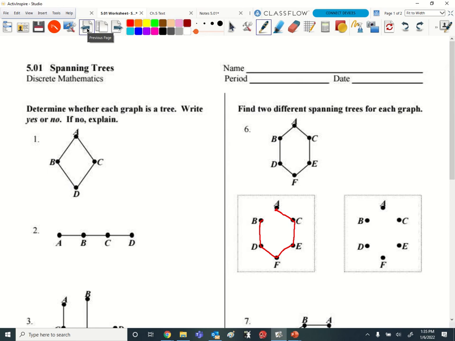All right, let's take a look right here. We're going to determine whether each graph is a tree, right? Yes or no? If no, explain.